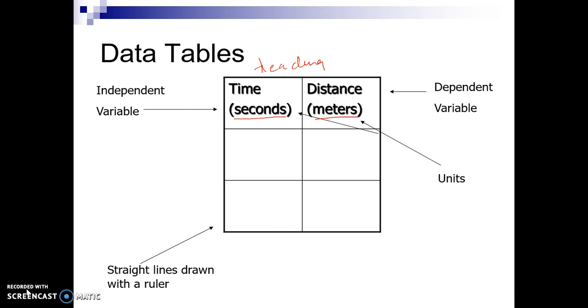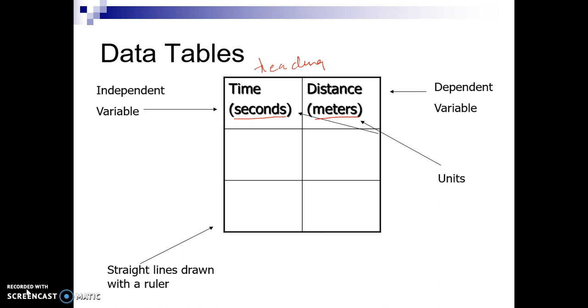One thing when you're making a data table is to never forget to write down the heading of the table. For this, you can make a heading like time versus distance. Here, how much time I run determines the distance I cover. So the independent variable is time, and the distance depends upon how much time I run, so distance is the dependent variable. The independent variable goes on the left side and the dependent variable goes on the right side.